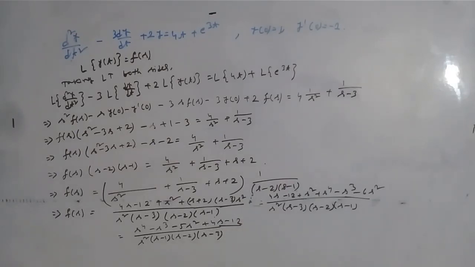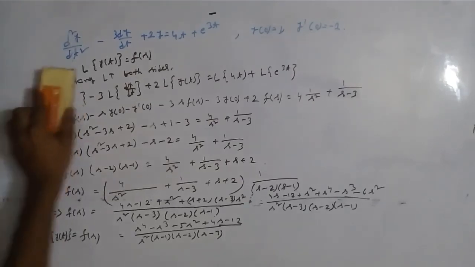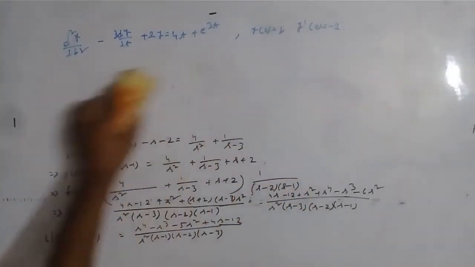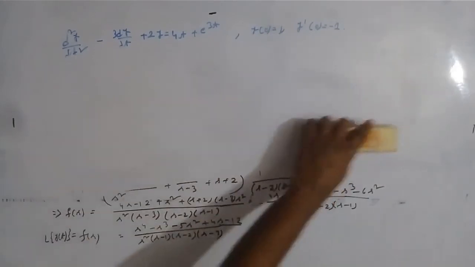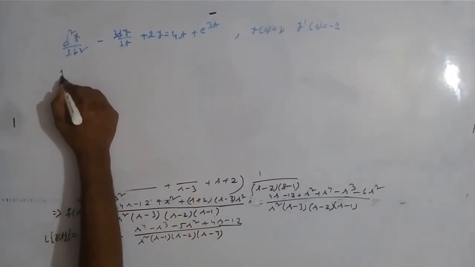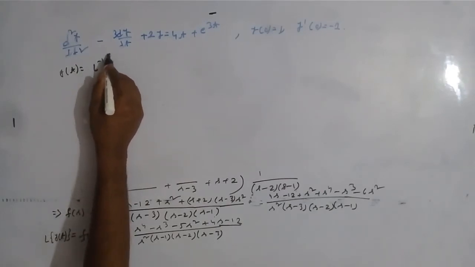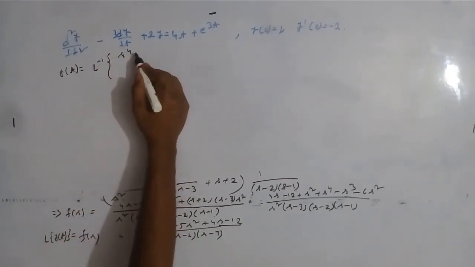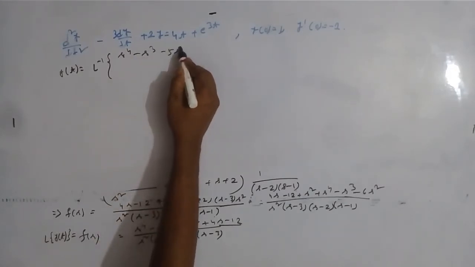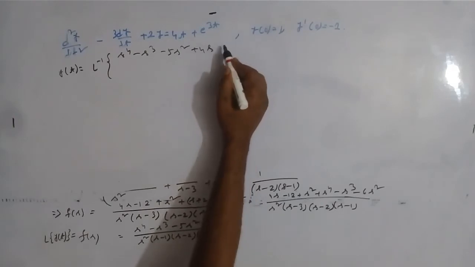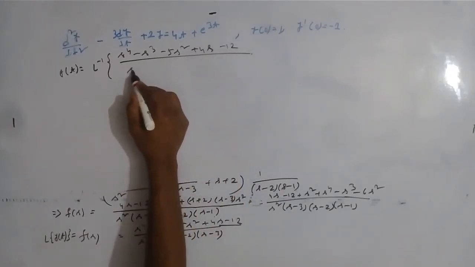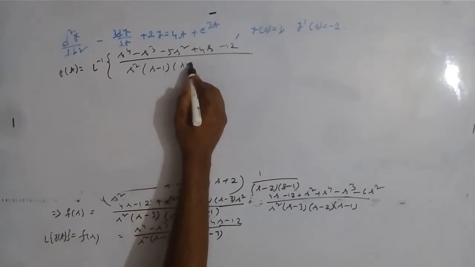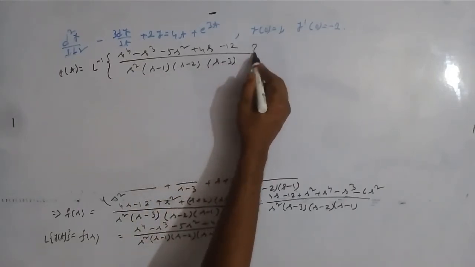Now this is F(s), so F(s) means L of y(t), and we need to find y(t). So now we have to take the inverse Laplace transform on both sides so that we get y(t). So y(t) equal to L inverse of (s⁴ − s³ − 5s² + 4s − 12) / (s²(s − 1)(s − 2)(s − 3)).